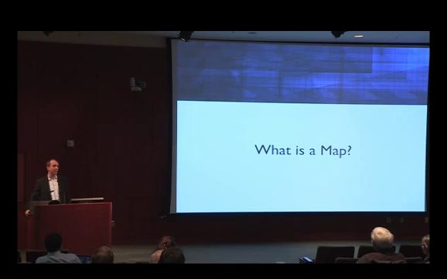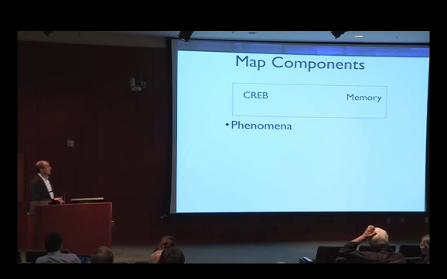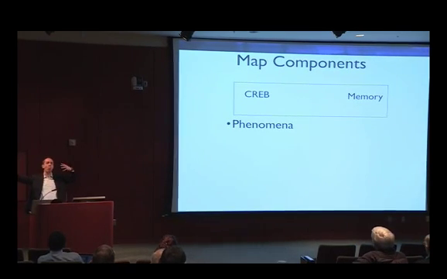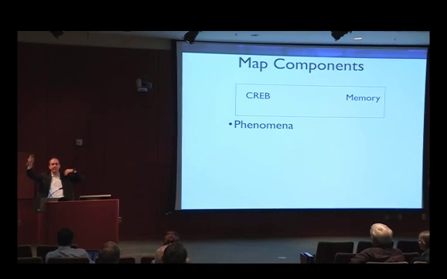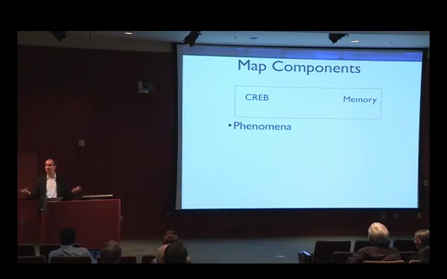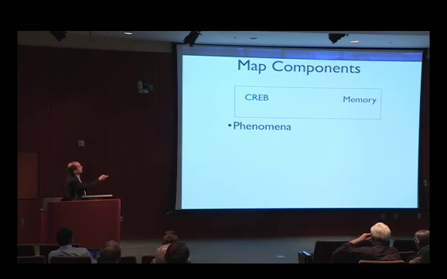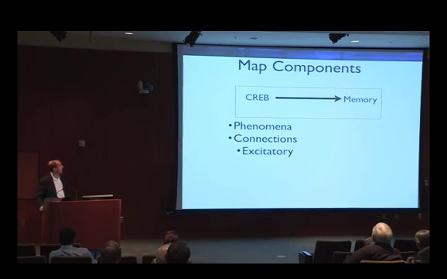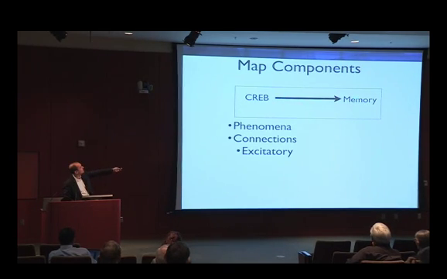So what is a map really? A map has several things. One of the things that it has is phenomena. In science, we make webs of phenomena, A causing B, B causing C. That's one of the key things that we do in science. Not the only one, but one of the key things. For example, in this case, CREB and memory. My own lab has worked on this, so these are phenomena that my lab is interested in. And work in my lab and other labs shows that CREB promotes memory, so there is an excitatory connection between CREB and memory. So you have phenomena, and you have connections in these maps.